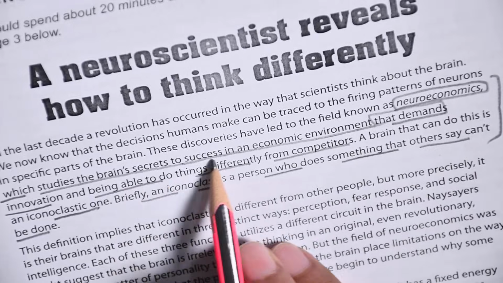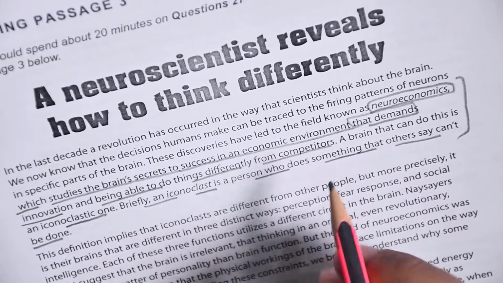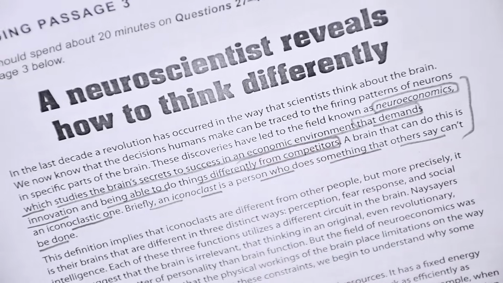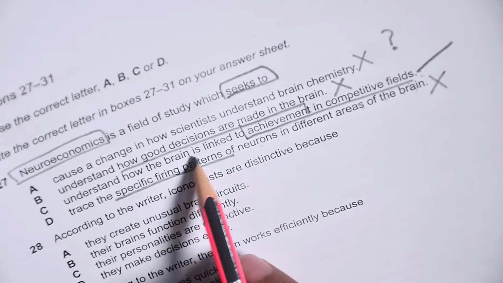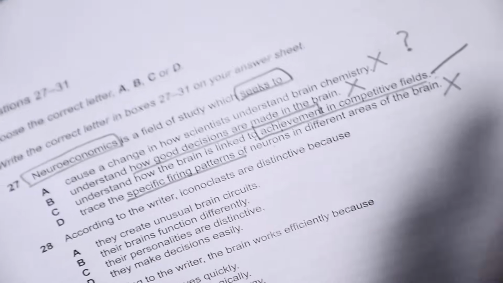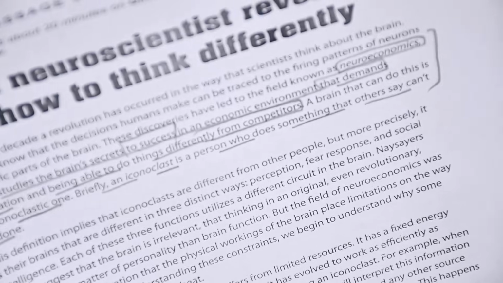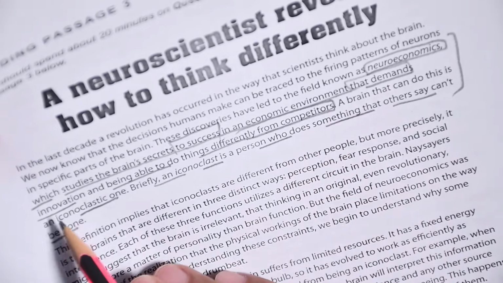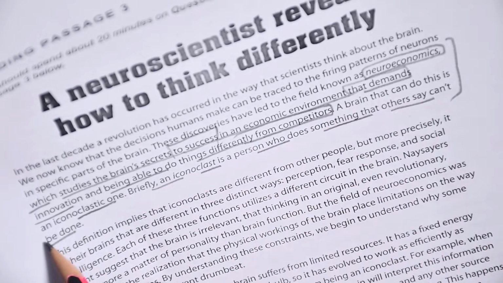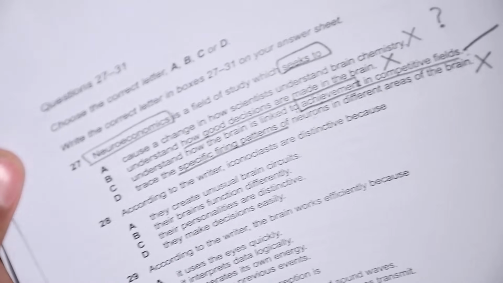Neuroeconomics, which studies the brain's secrets to success in an economic environment that demands innovation and being able to do things differently from competitors. Okay, that demands innovation, and then they talk about success that is linked with achievement. So, understand how the brain is linked to achievement in competitive fields. All right, now let's go on.